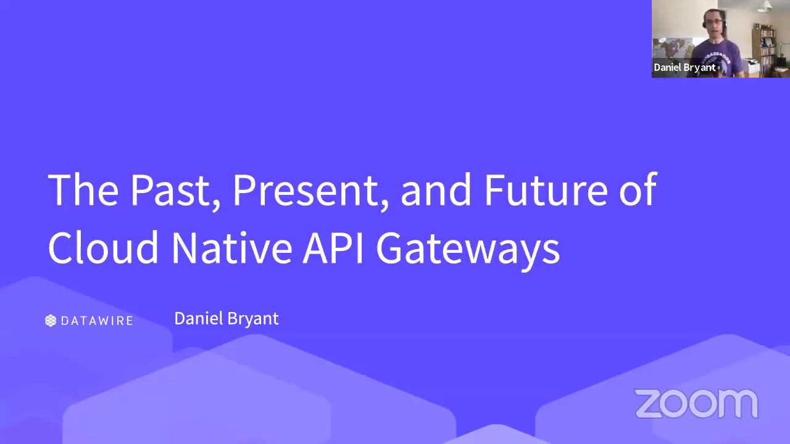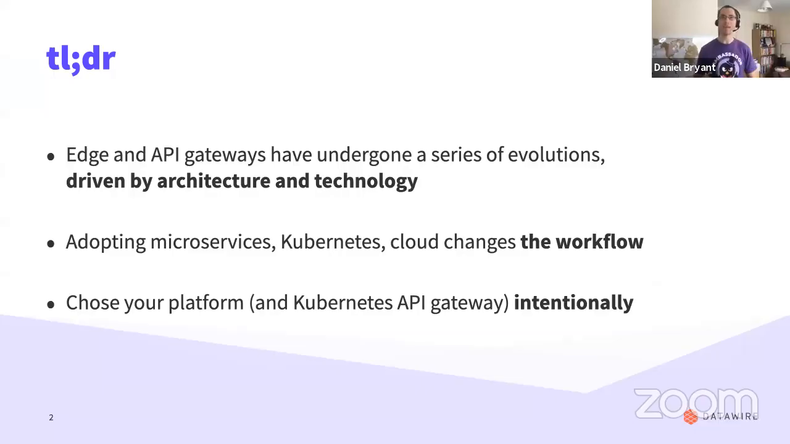Yeah, so thanks for the intro there, and welcome everyone to the past, present, and future of cloud-native API gateways, coming at you from my home office here. I'll introduce myself in a second, but I always like to start my talks with a high-level TLDR, kind of key takeaways. Today, I'm pitching that the edge and API gateways have undergone a series of evolutions, primarily over the last 20 years, driven by architecture and technology.